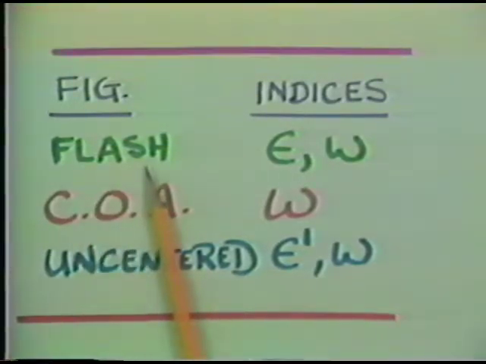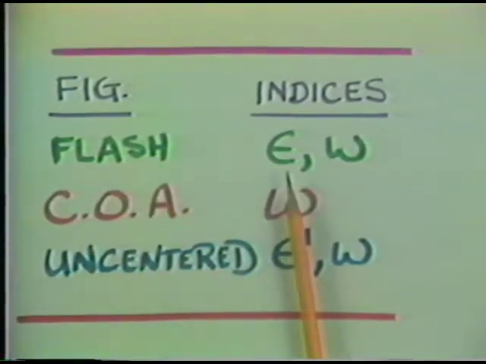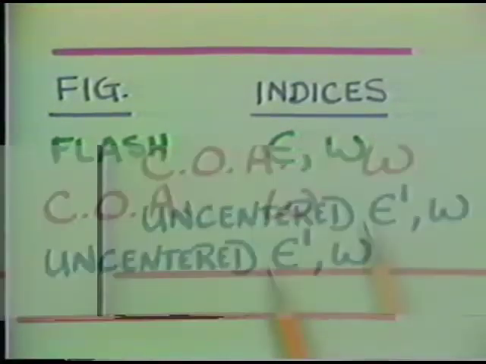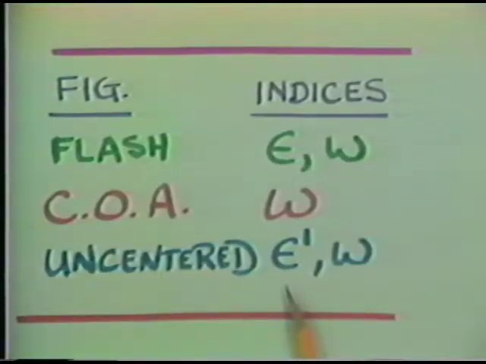If we could obtain the flash figure, then it's possible for us to measure both epsilon and omega in that particular figure. If we obtain a centered optic axis figure, the only refractive index we can measure is omega. And if the figure is uncentered, we have some other section of the indicatrix, and we can measure omega, and we can measure some other refractive index which is actually not epsilon or not omega, but some value in between. We call this refractive index epsilon prime.